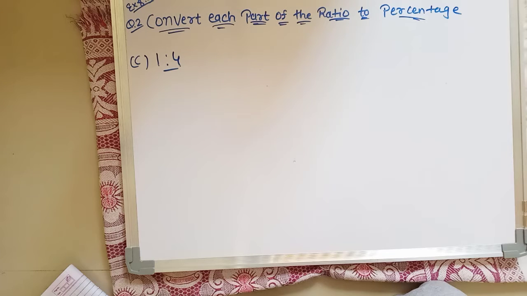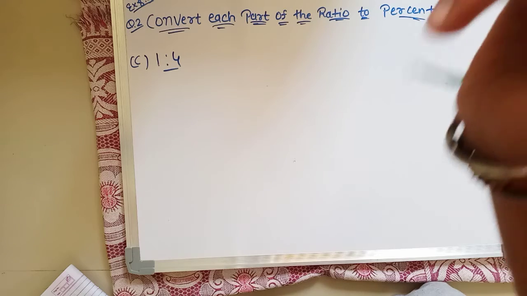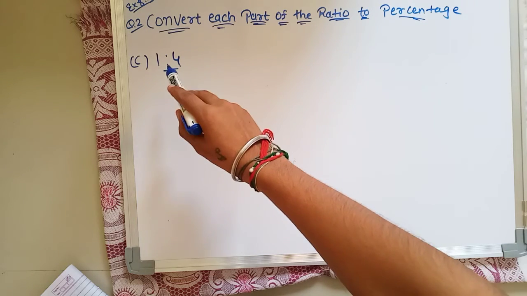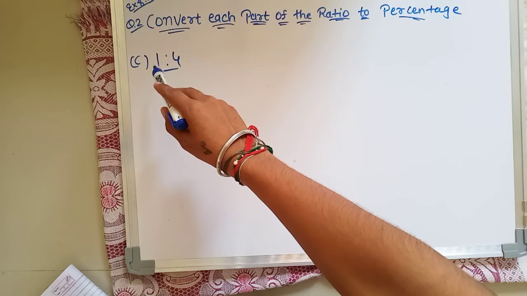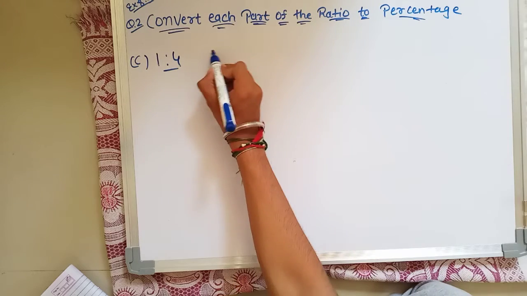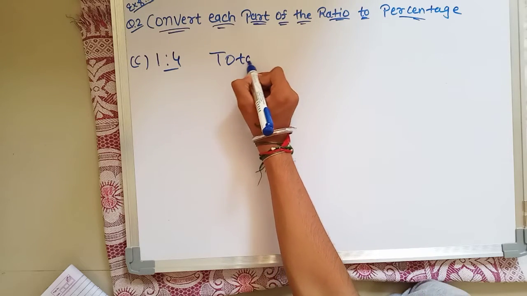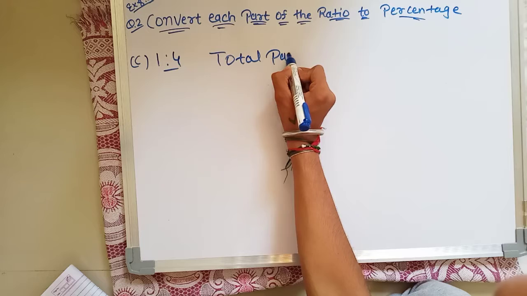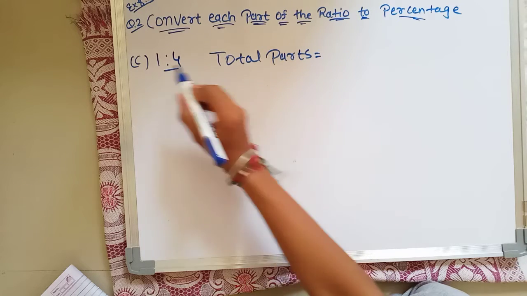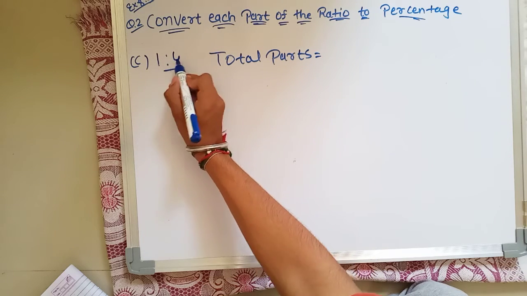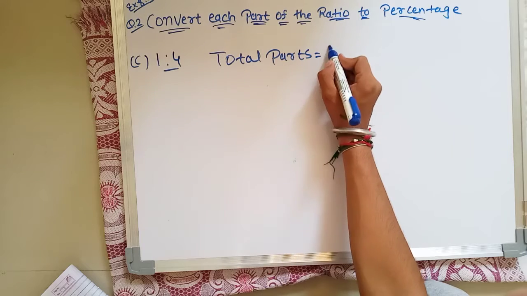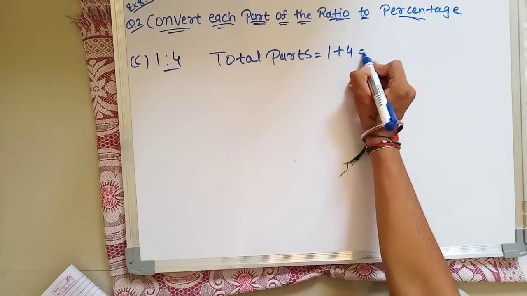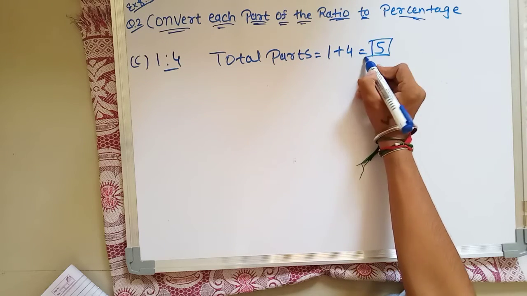So question number C, 1:4. First we have to find total parts. Total parts means this plus this. I write here, total parts is equal to this plus this, the addition of these two terms. So 1 plus 4 is equal to 5. So we get total parts 5.